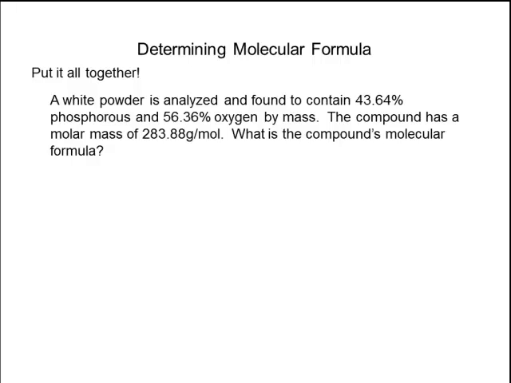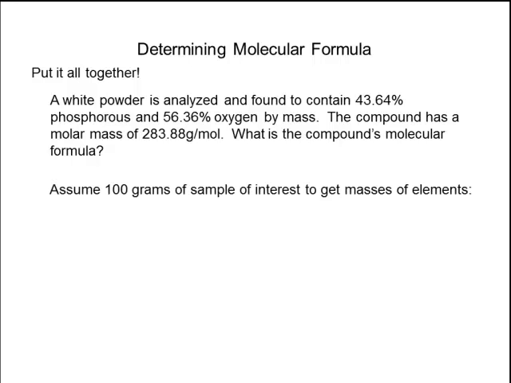All right, let's put both of these steps together now. So we have this white powder, we analyze it, we find it to contain 43.64% phosphorus and 56.36% oxygen. We also run an experiment where we determine the molar mass to be 283.88 grams per mole. We want to know the molecular formula of this compound. So, what's the first thing we do? Well, we assume 100 grams of the sample of interest to get the masses of the elements. So if we assume 100 grams, then we have 43.64 grams of phosphorus and 56.36 grams of oxygen.